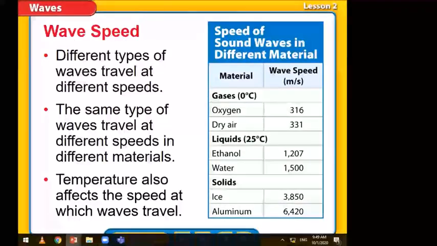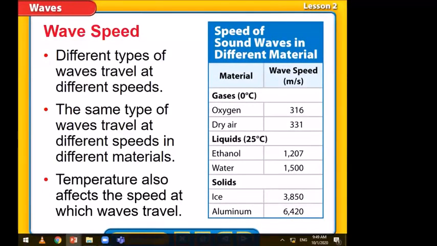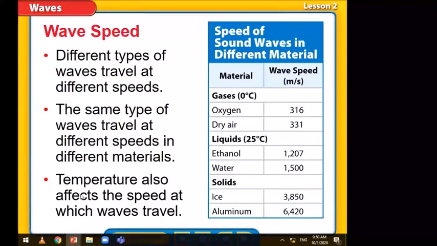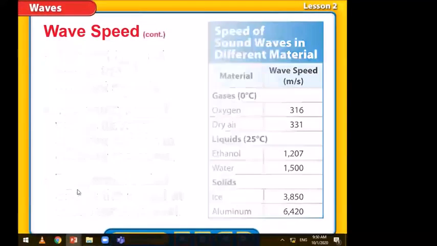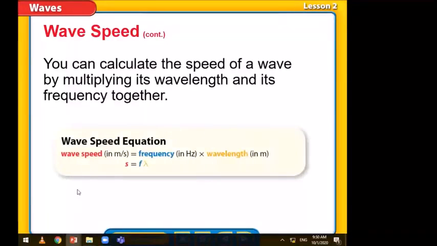So what does wave speed depend on? It depends on the type of the wave itself. Is it a light wave? Is it a sound wave? Is it electromagnetic generally or mechanical energy? That will make different speeds. Okay. The type of material the wave is moving through, and temperature.